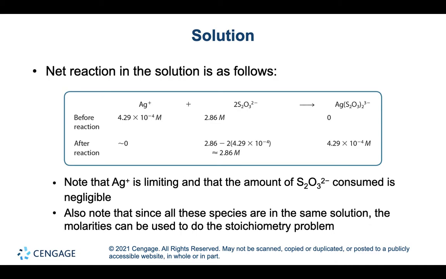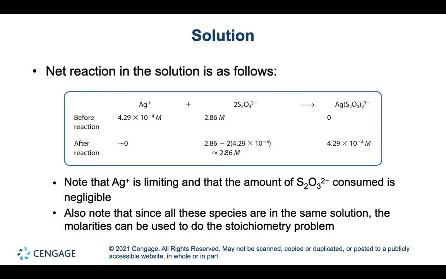So before the reaction, the Ag+ is 4.29 times 10^-4, and the S2O3 2- is 2.86. After the reaction, the silver is going to get down to 0. The S2O3 2- is going to be still about 2.86 because the amount you subtract from it is negligible according to sig figs. And then our silver attached to two thiosulfates complex ion is now going to have a molarity of 4.29 times 10^-4.